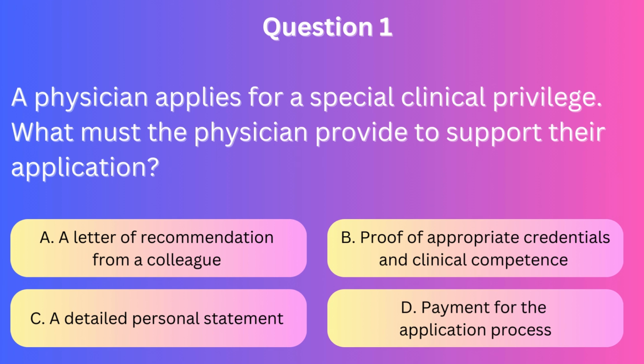Correct answer B. A physician is responsible for providing evidence or proof of ownership of appropriate credentials and qualifications, as well as clinical competence, to justify their request for clinical privileges. This emphasizes the need for tangible, verifiable proof of the physician's ability and qualifications specific to the requested privileges.